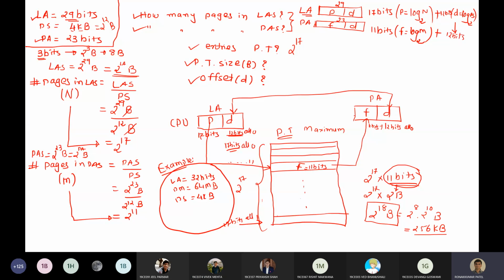Physical memory means the same as physical address space. We are right now, for example, considering 64 MB physical memory. It's a mega.